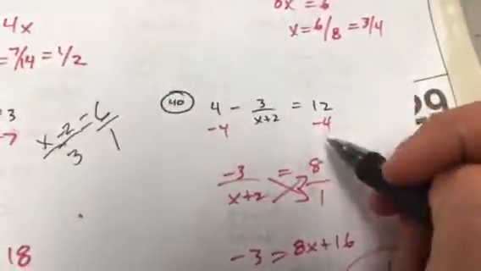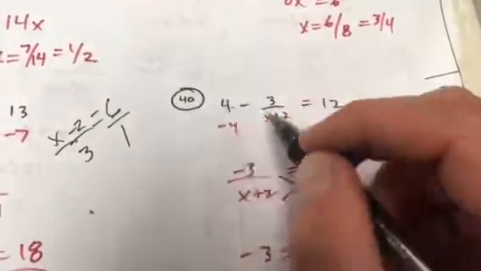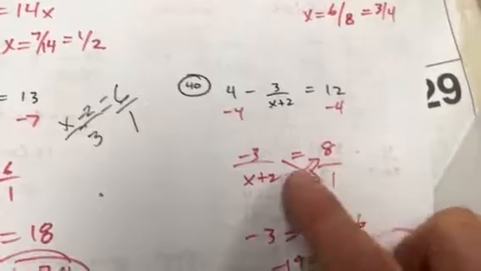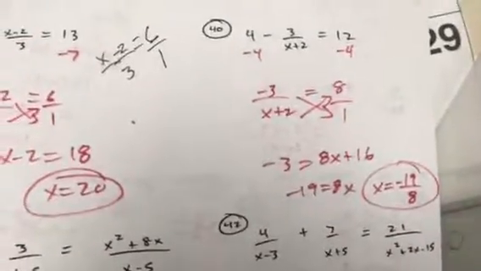Same thing here, subtract 4. That's going to leave you, though, with a negative 3 over x plus 2 equals 8 over 1. Cross multiply. Make sure you have a negative 3 there.